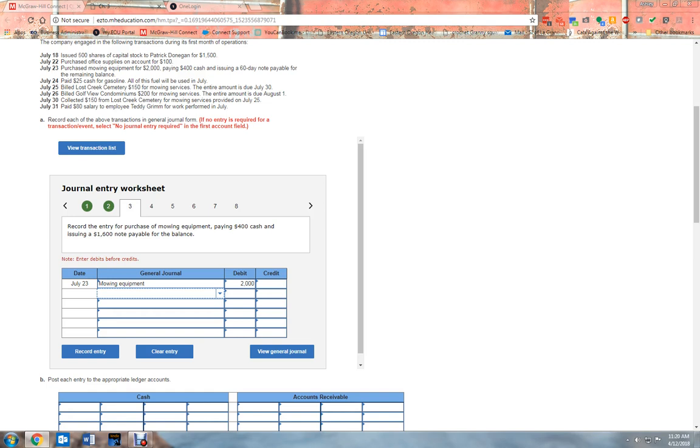So I'm going to pay $400 cash. So I know cash is involved. So I'm going to pull cash down. Cash is an asset account. An asset decreasing is a credit entry according to ALICE.